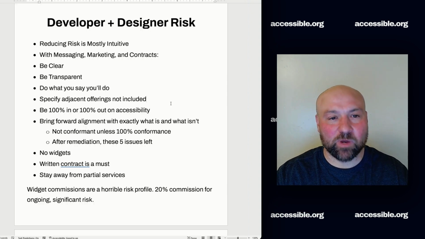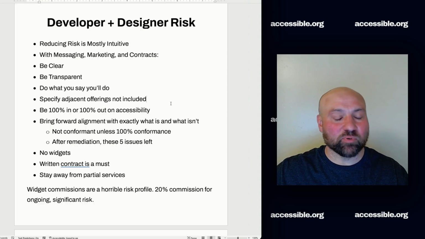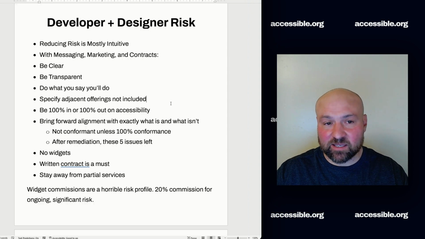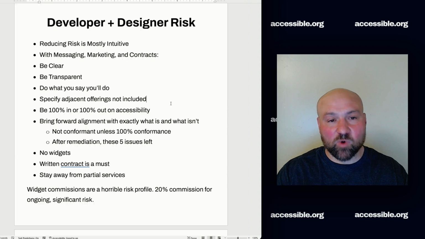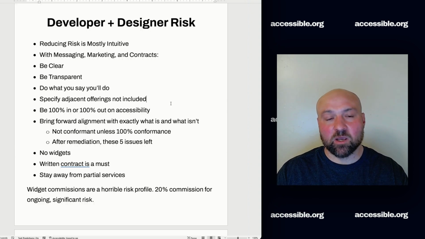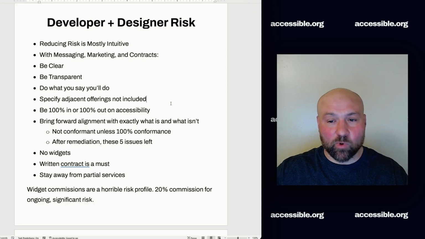So let's say with web design, let's say you're designing websites or you're designing a WordPress theme, whatever it is. You want to be completely transparent on what is provided in terms of accessibility. For example, if your design is not going to be fully WCAG 2.1 AA conformant, then you want to state that: not WCAG 2.1 AA conformant. What you don't want to do is try to play both sides. You either want to be 100% in or 100% out.